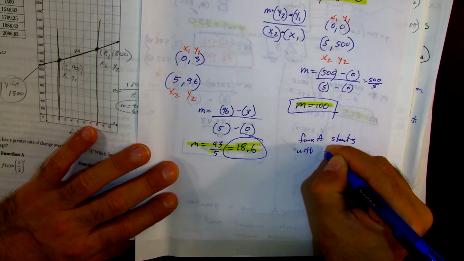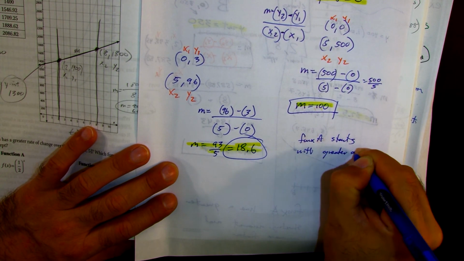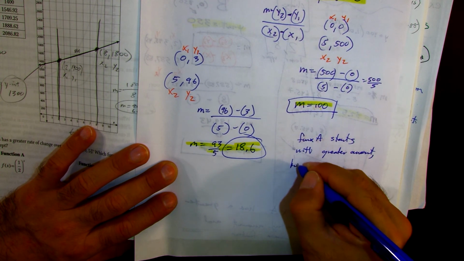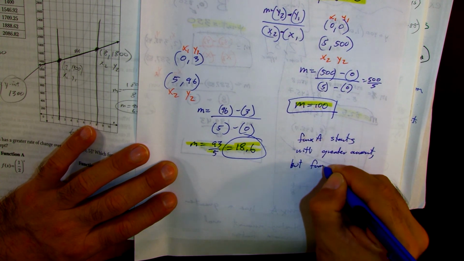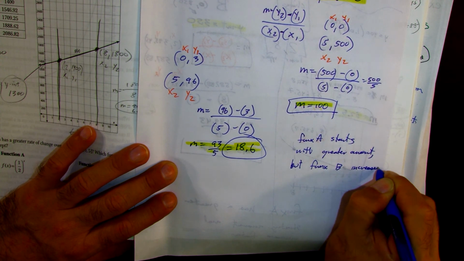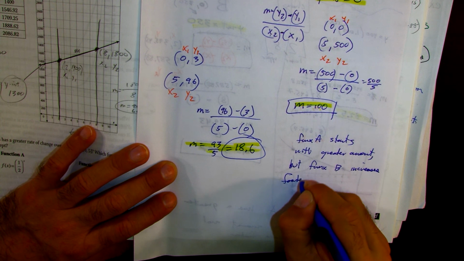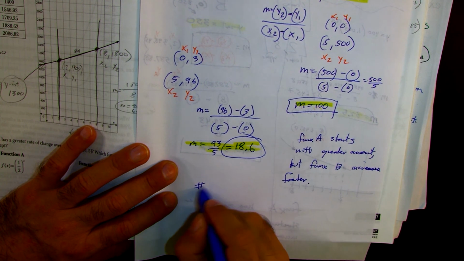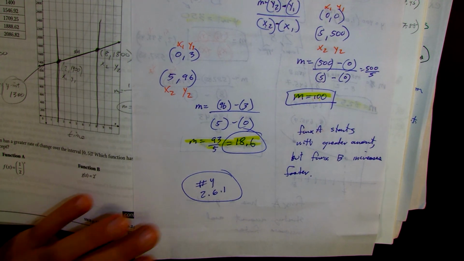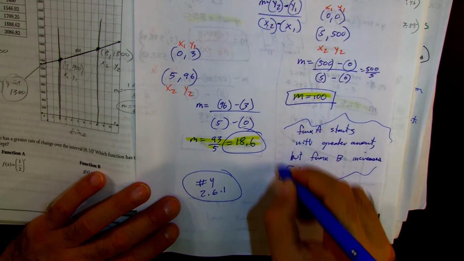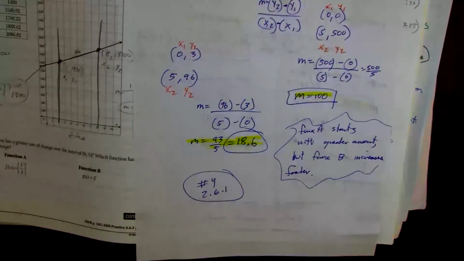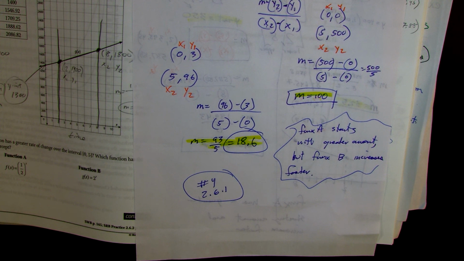Let's see. Function A starts with a greater amount, but function B increases faster. Okay. This is number 4 in 2.6.1. That would be my answer. Remember, you got to state it and compare them.